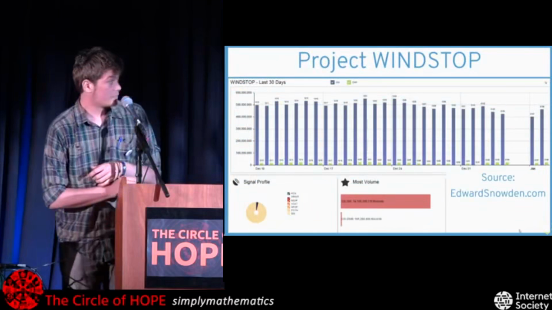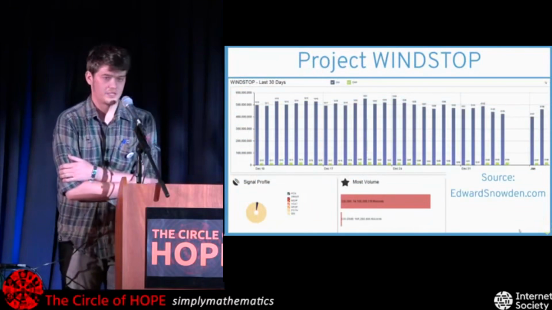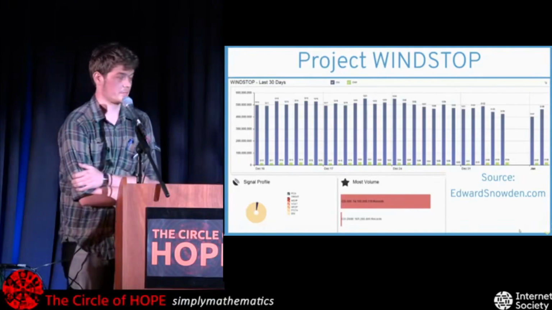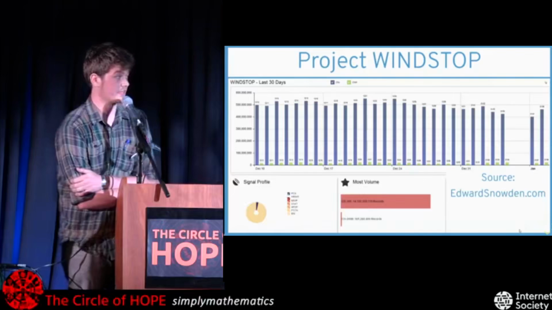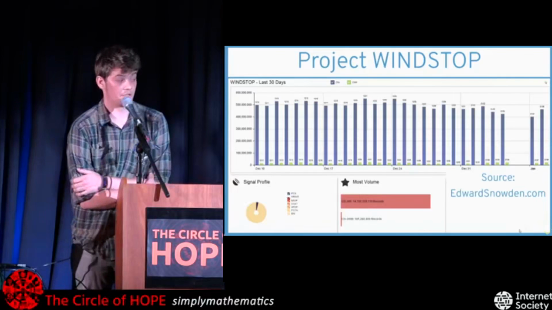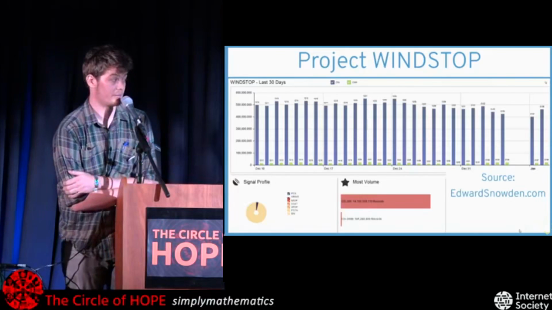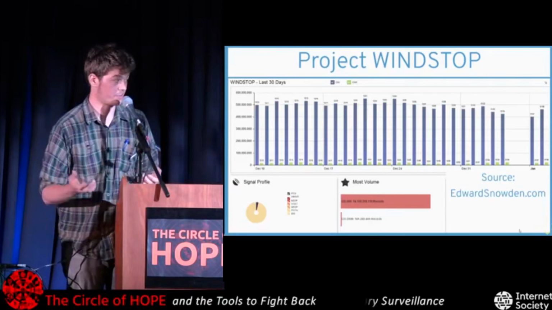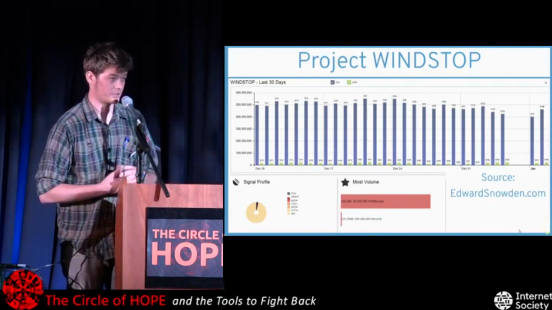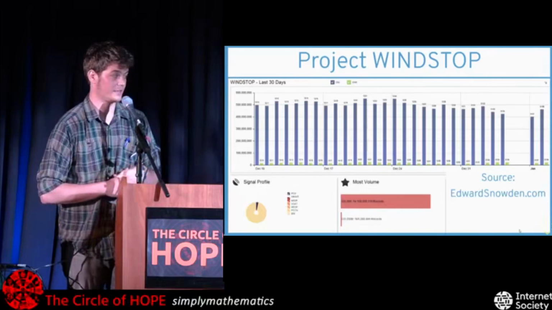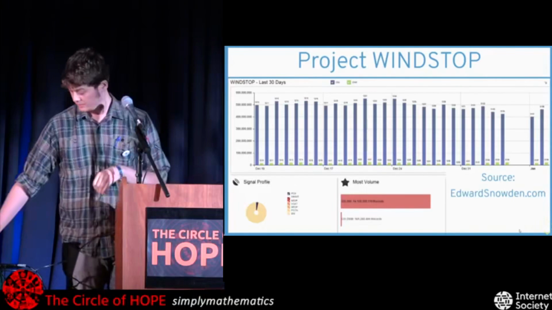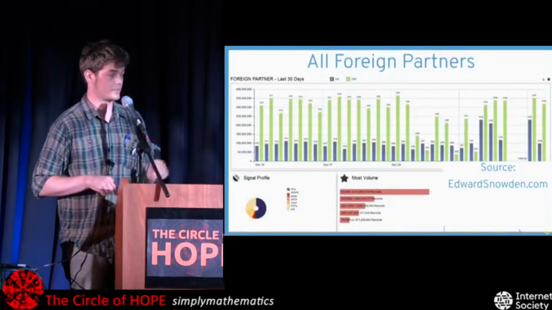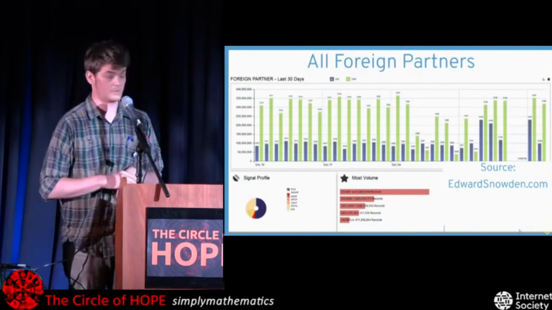This is Project Windstop. It's run by GCHQ. There's no clear evidence about where this location is. GCHQ is the UK's version of the NSA. As you can see here, it collected 14 billion records in the same 30-day time period. Part of the reason for this gap between the US one and the foreign one is the foreign intelligence courts and the fact that it's technically illegal for the NSA to spy on American citizens. All other foreign partners collected about 4 billion records in that same time.